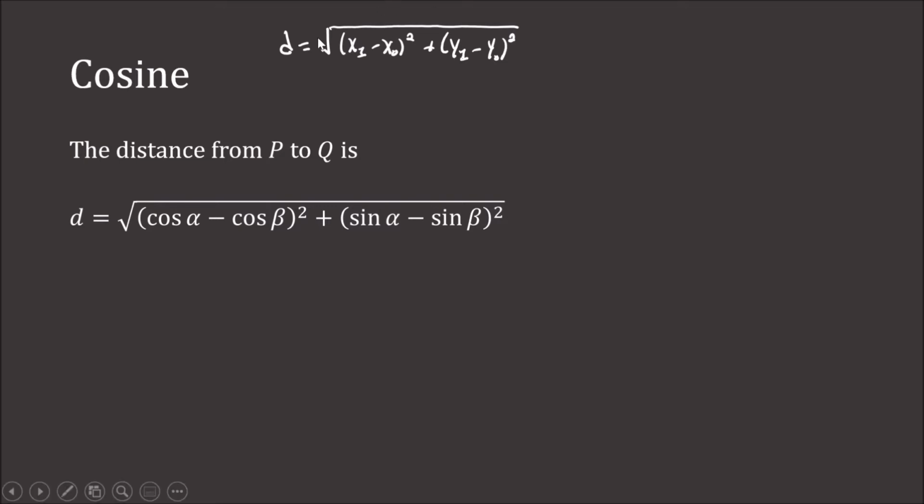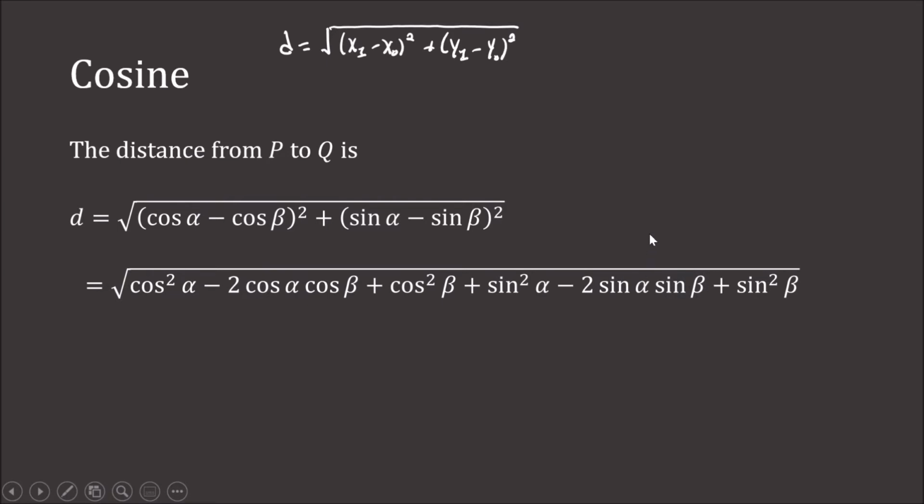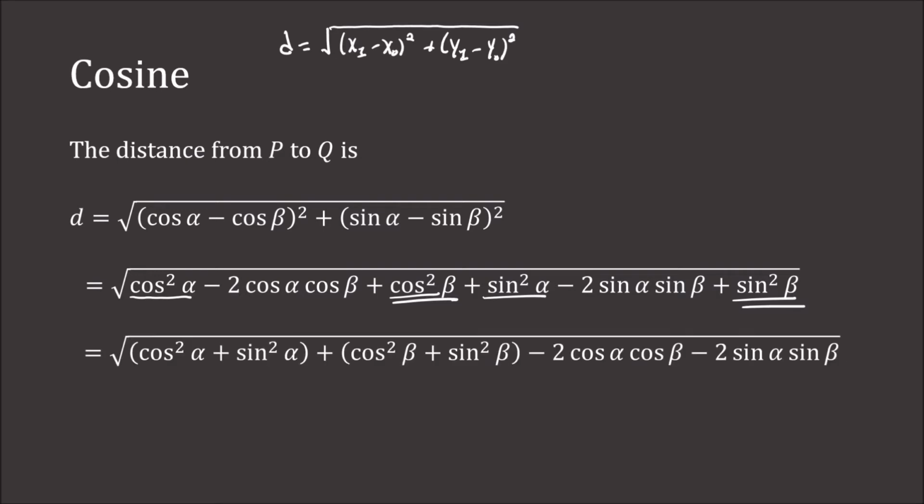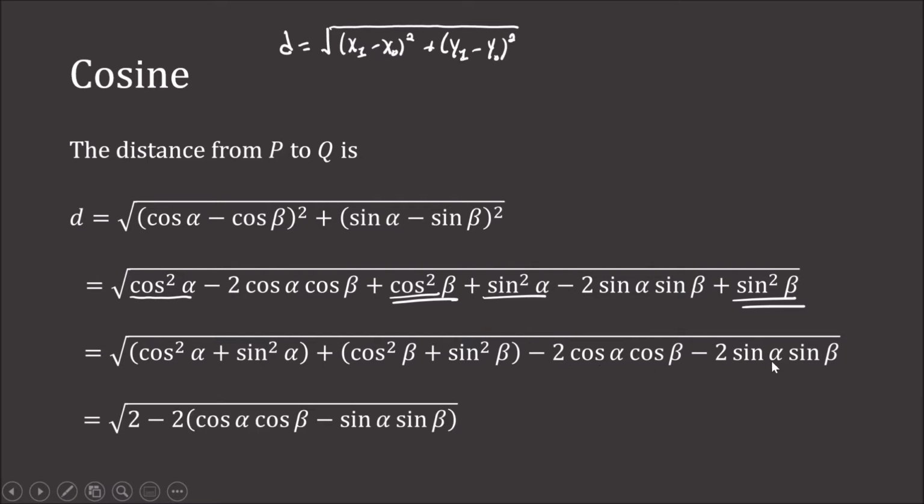Now, if we expand both of these out, we'll get this. What we'll do now is we'll group this and this. Then we'll group those two. Right, but now each of these terms is 1 by the Pythagorean identity. And we can also factor out a negative 2 from these last two terms. And so that leaves us with this. All right, so keep this in mind.